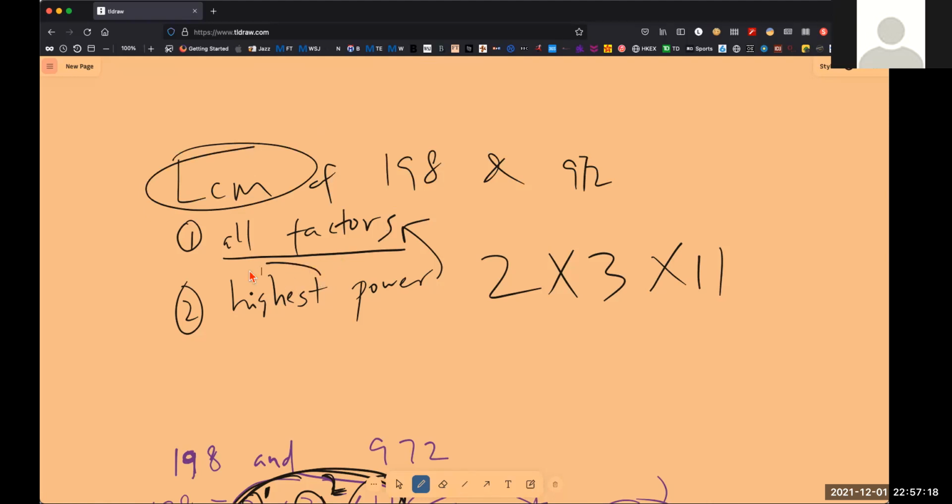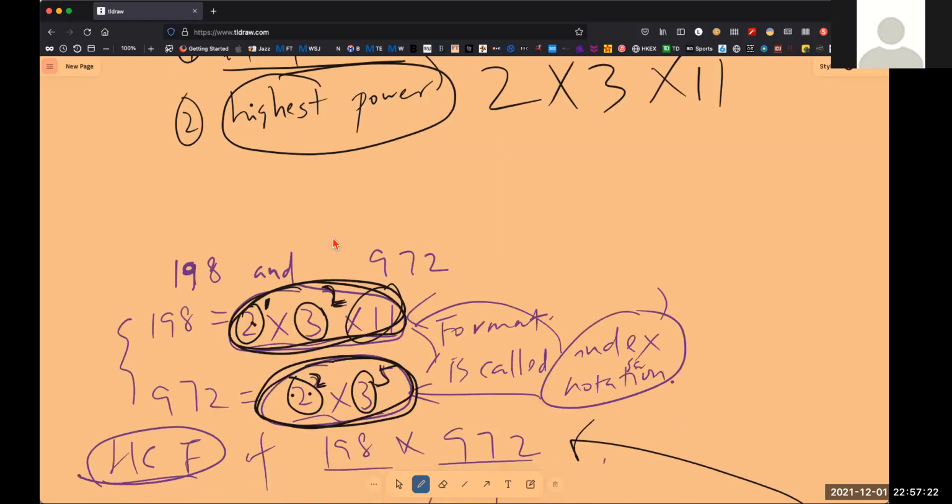And then after that, you choose the highest power for all the factors. So for the 2, this is 1, this is 2, so the highest is 2. For the 3, this is 2, this is 5, the highest is 5. For 11, there is only one 11, so the highest power is 1, so I choose 1. If you compute this out, that is the LCM.